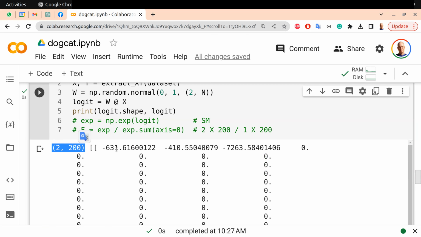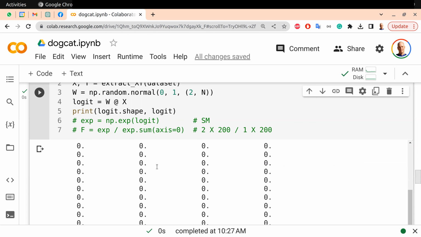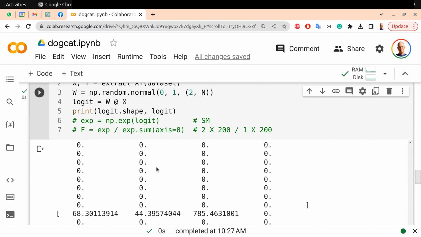You see this number here? Horrible numbers. Where did you get them? So this is only after the linear operation. It seems logical, I think, but think of this number. E to the power of this number will be huge, right?